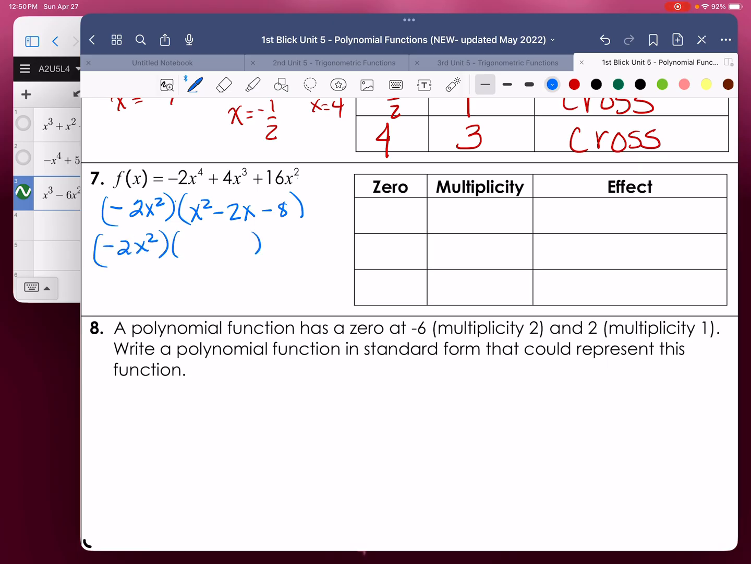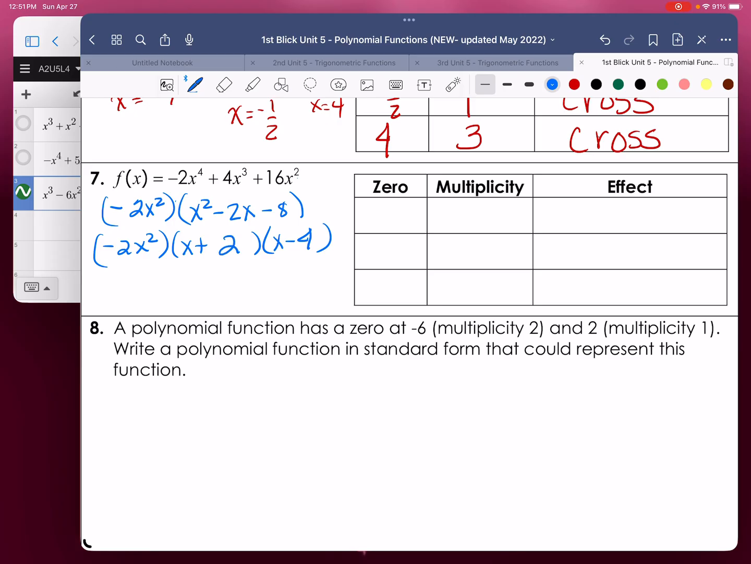Now with this trinomial, we're going to unfoil it. You know that means 2 sets of parentheses. That minus sign tells you you're going to have x plus and x minus. So I need a pair of numbers that will multiply to give me -8 and add up to give me -2. So that's going to be -4 and +2.